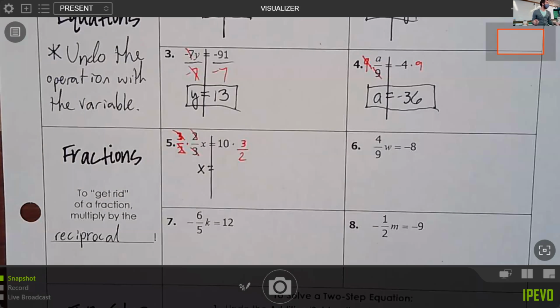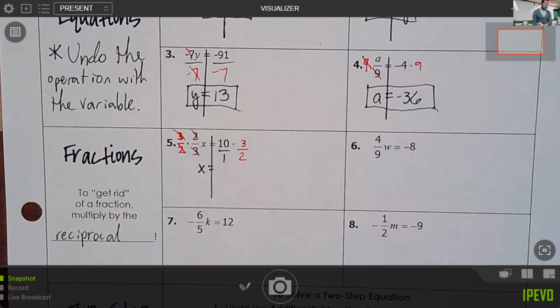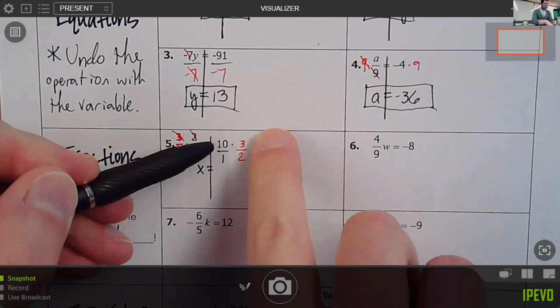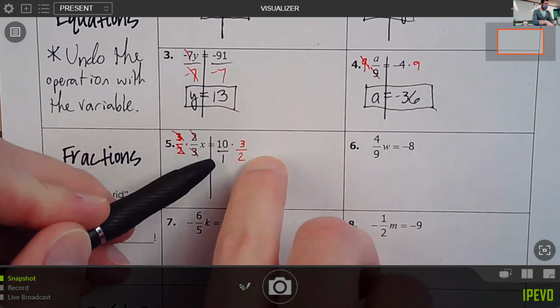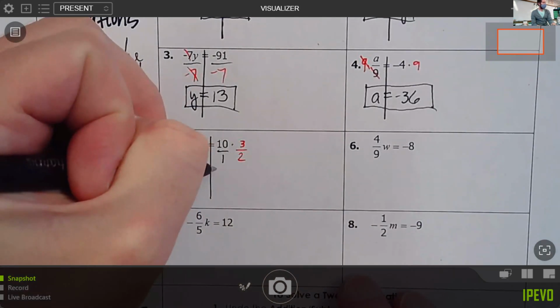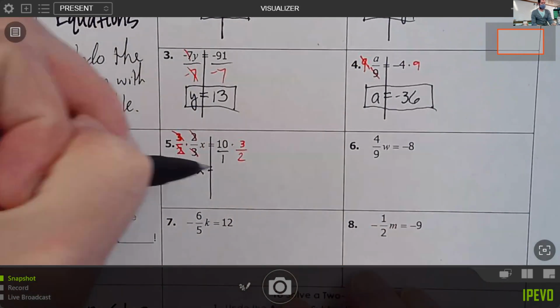And just as a reminder, when you have a whole number multiplying by a fraction, you can put the whole number over 1, just to remind yourself that there is a denominator there with a whole number, and the denominator is always 1 when you have a whole number. 10 times 3 is 30. 1 times 2 is 2. 30 divided by 2 equals what? 30 divided by 2. 15.